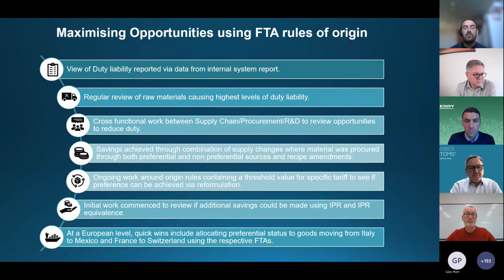Another thing we've been looking at and having some success with is recipe amendments. Especially, I know we were talking earlier about threshold values within the rules of origin. Where you can see that the margins are fine and you can make a slight adjustment in your bill of materials to be able to achieve preference. Sometimes it can be achieved either by replacement of a material or by a slight amendment in the component quantities. With a reasonably minimum amount of work, you can actually achieve some fairly significant savings.